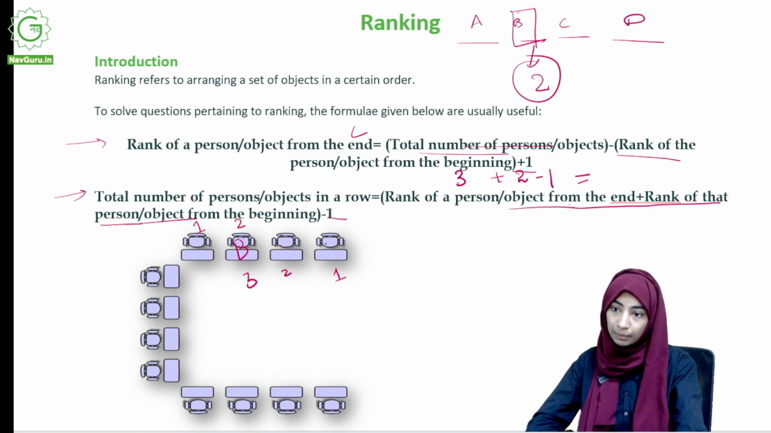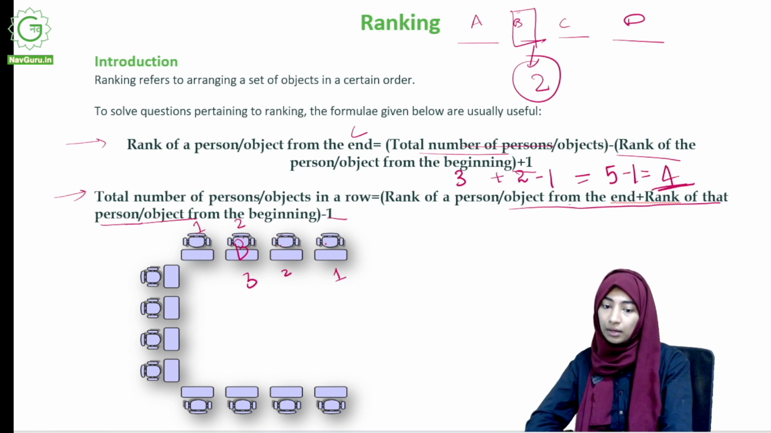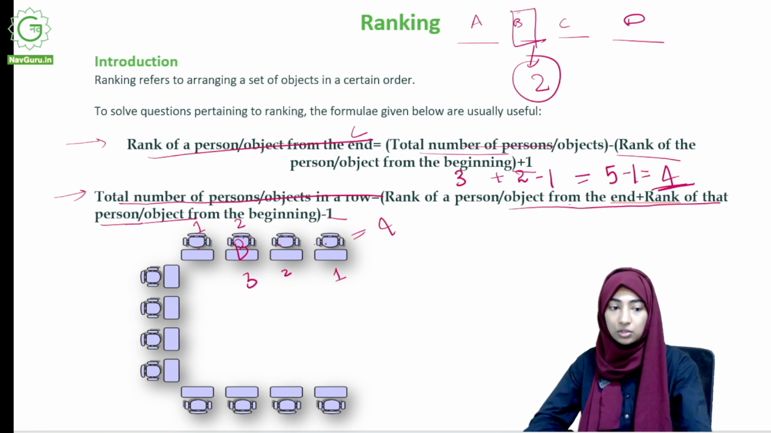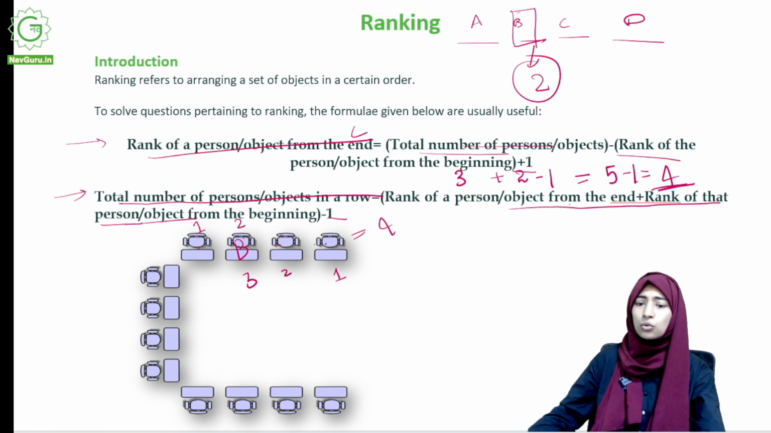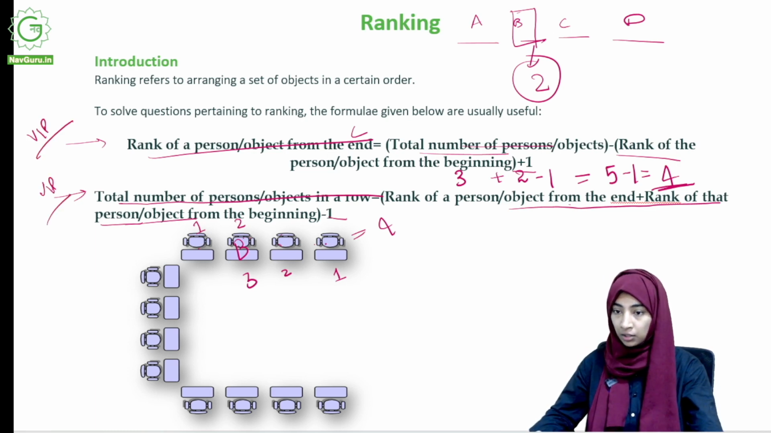What is 3 plus 2? 3 plus 2 is 5. 5 minus 1 is 4. So, how many people do you have here totally? 1, 2, 3, 4. So, that is the answer. So, you can also get the total number of persons or objects in the row from this. These are just two formulas. These are very important.